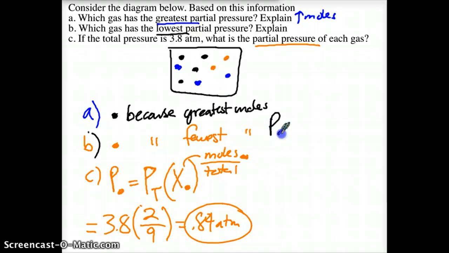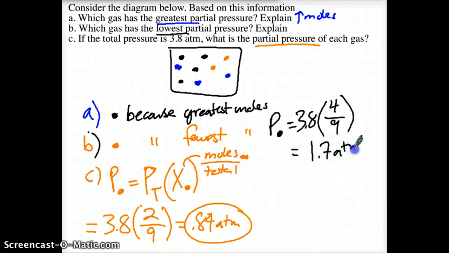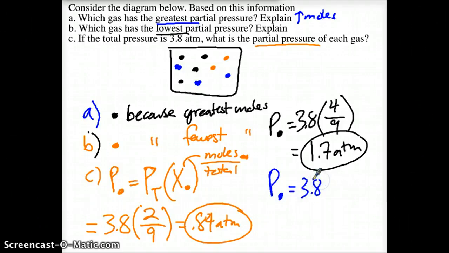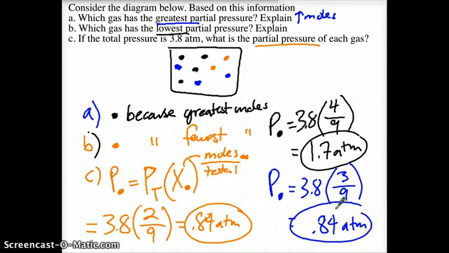Okay? Partial pressure of the black molecules would be the total pressure 3.8 times the mole ratio of the black one. Well, I know I still have the same total, 9. I have 4 moles of the black one, so if I multiply these out, I'm going to get 1.7. And for the last one, blue, partial pressure of the blue gas, that's going to be the total, 3.8, times the mole ratio of the blue. Well, there's 3 moles of blue for every 9 moles of gas. I do the math here, I get 0.84 ATM.